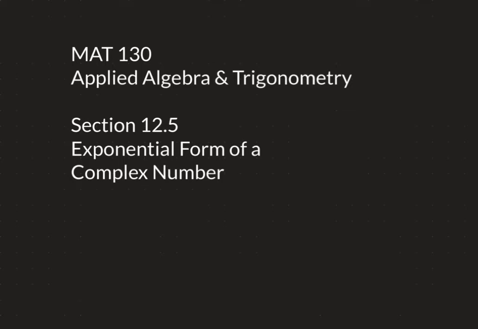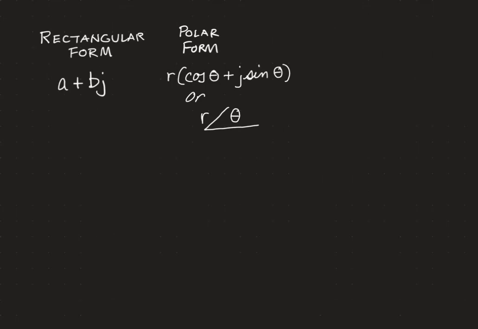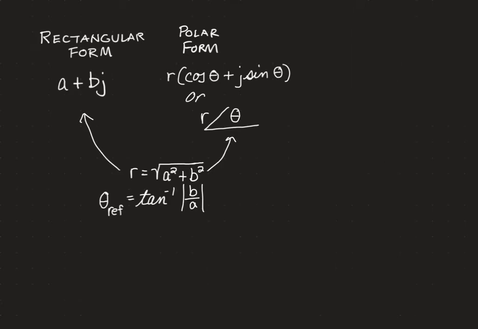Today we're going to be talking about Section 12.5, the exponential form of a complex number. We have already discussed the rectangular form of complex numbers and the polar form of complex numbers, which are related using these equations, which we have discussed. Now let's turn our attention to the exponential form of a complex number.